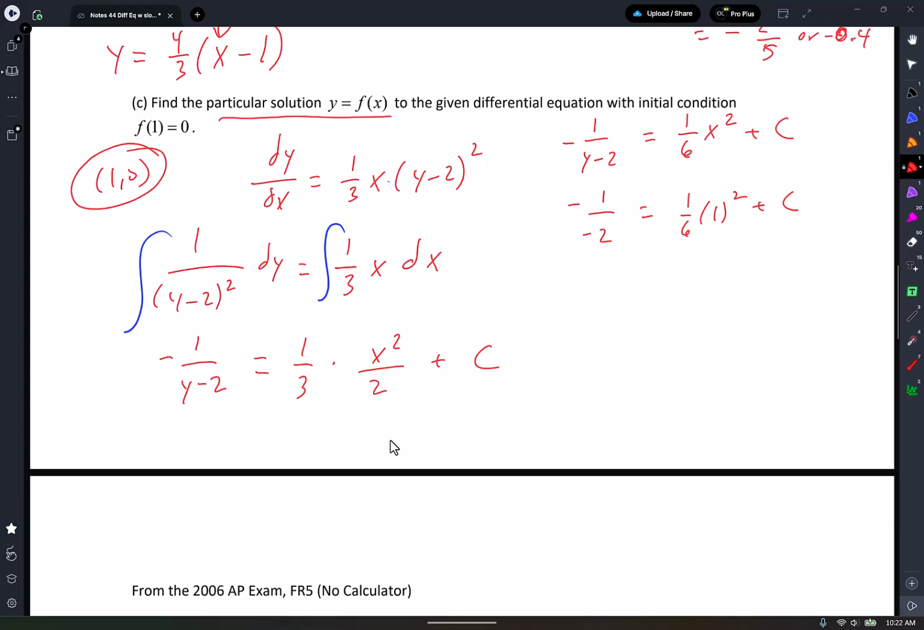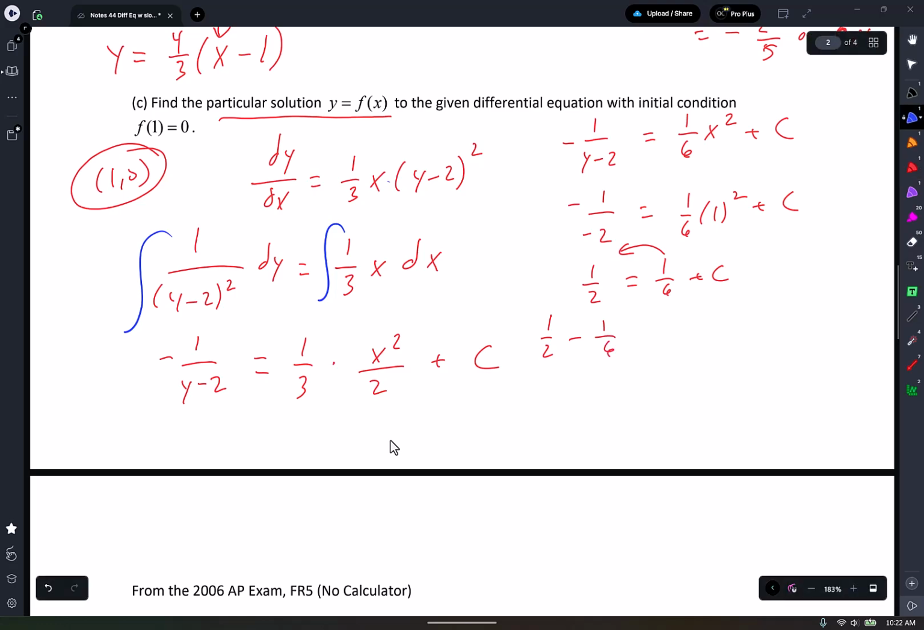Are we still okay? Negative divided by negative is a positive. 1/6 plus c, so I'm going to move the 1/6 to the left. So 1/2 minus 1/6. So we're going to have to do a little bit of arithmetic. Relax, it's not extreme. Times 3 over 3. So this turns into 3/6 minus 1/6 equals c. 3 minus 1 is 2, so this is 2/6, which is the same thing as 1/3 equals c.